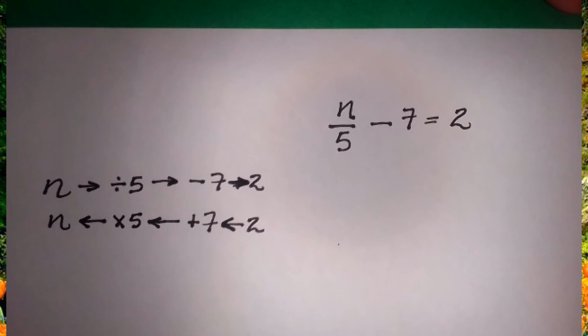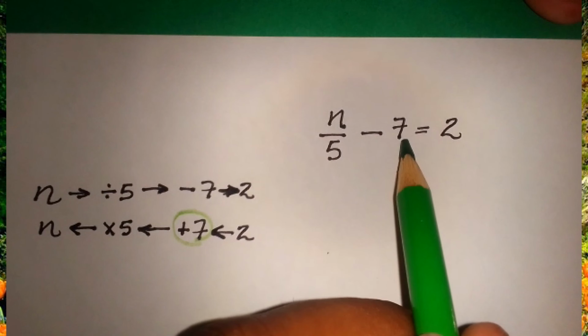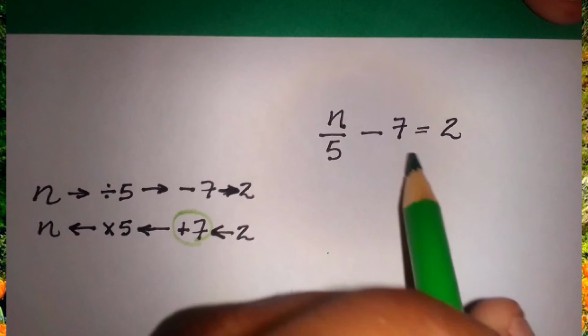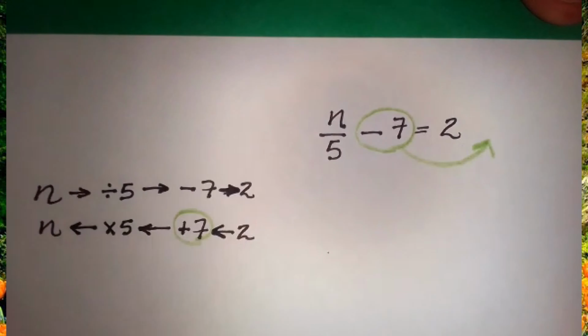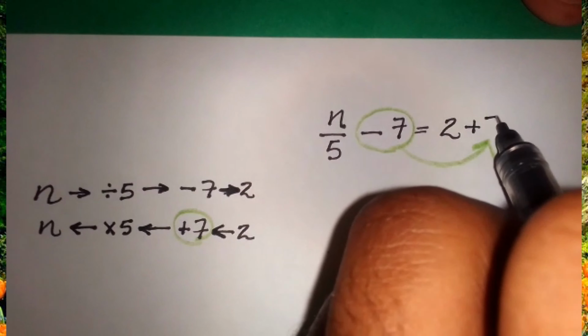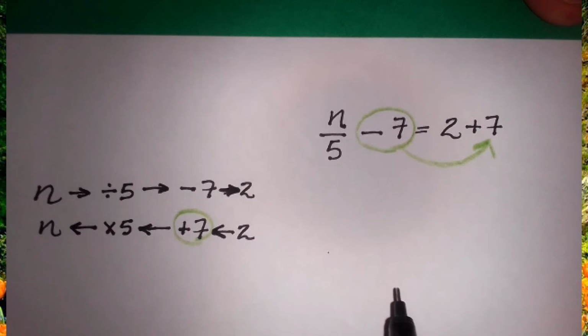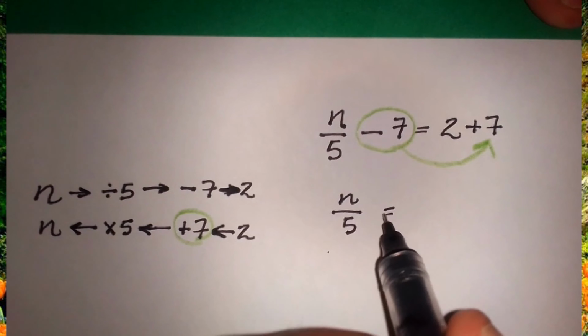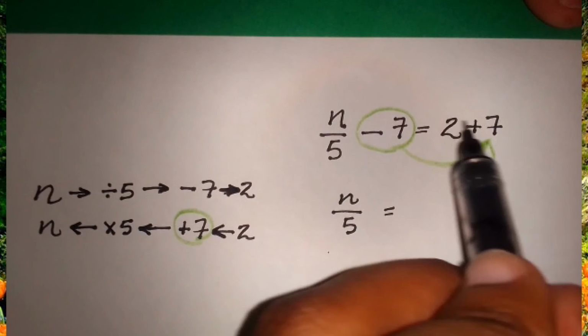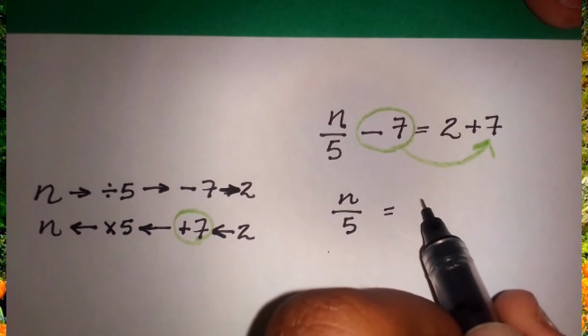So first things first, when I'm going to solve for n, I need to add 7. Adding 7 is the opposite of subtracting 7 here. So that means I'm going to carry this across the equal sign, and it changes from a minus 7 to a plus 7. See that? So n divided by 5 is going to be equal to 2 plus 7, which will give us 9.